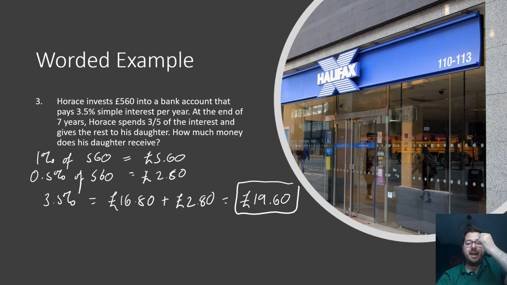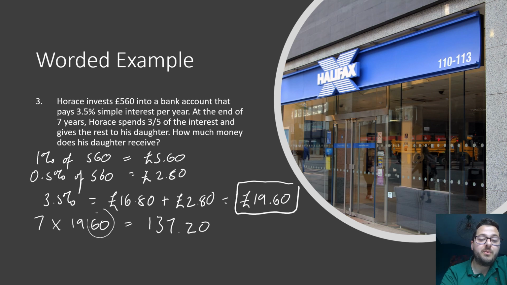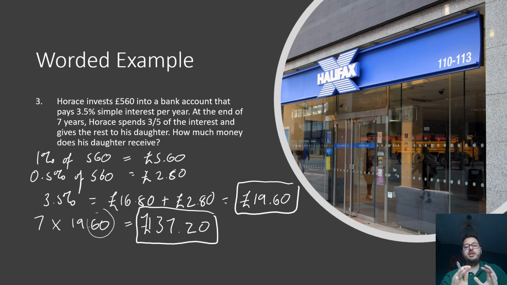Okay, great. Now, at the end of 7 years, we want to find out how much interest he has got after 7 years. So now we want to do 7 times 19.60. I'm going to cheat actually. 19.60 is a lot closer to £20. So 7 times £20 is £140. But then I'm just going to take away 7 lots of this 40p, which would be £2.80. So 140 take away £2.80 is £137.20. Okay, and I'm hoping that's right. That's how much interest he's got.